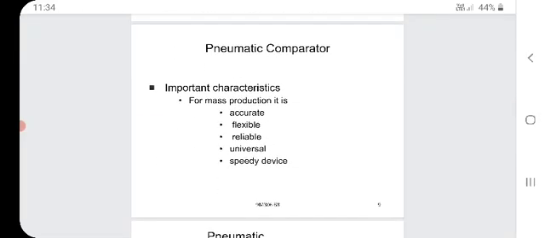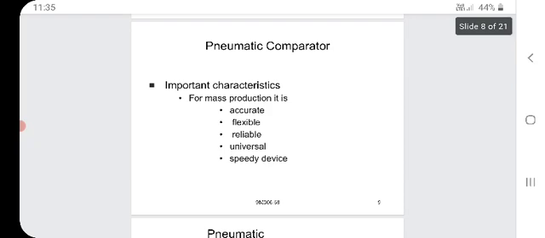So for mass production it is accurate, flexible, reliable, universal and a speedy device.